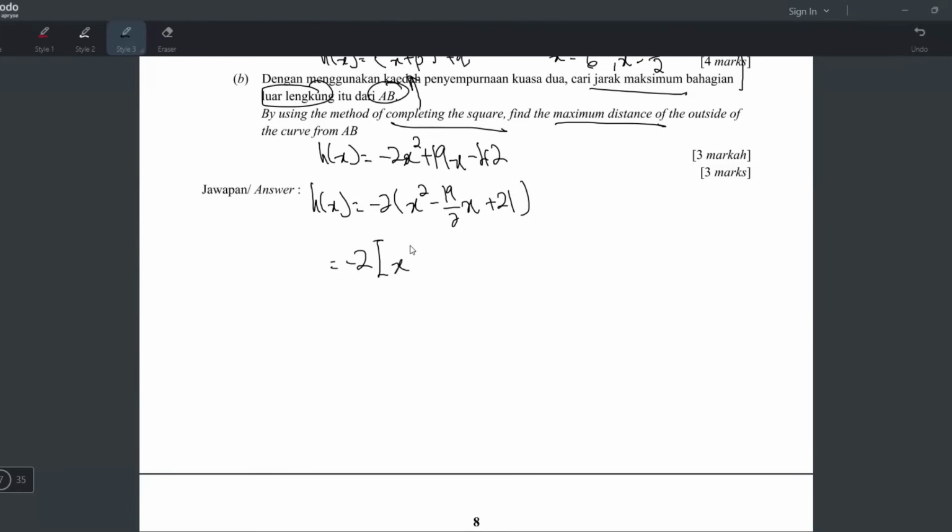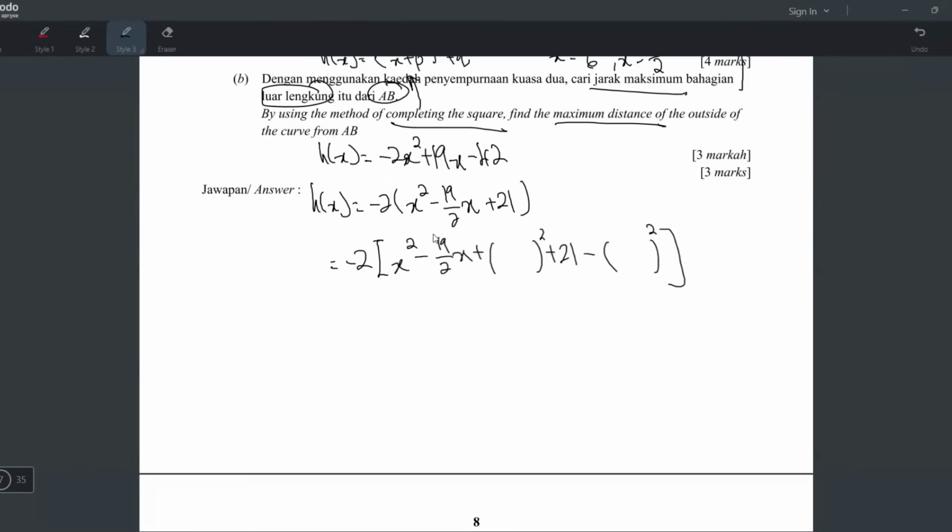Now we can start doing completing the square. So it will become x squared minus 19 over 2 x. You have to add bracket square, minus bracket square here. I have to leave some space here, and then plus 21, and then leave some space here, and then close. Here you add bracket square, here you subtract bracket square. And then inside the bracket, you put b over 2. And the b you can refer to here.